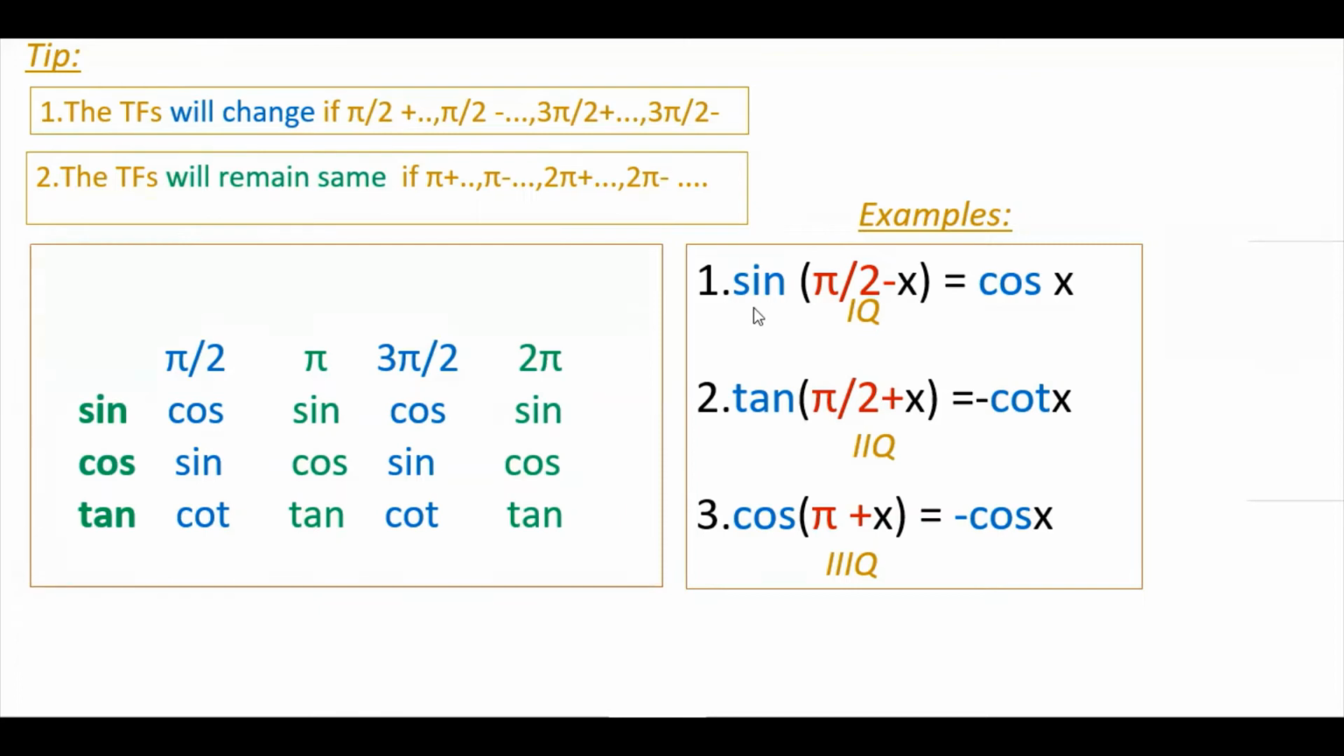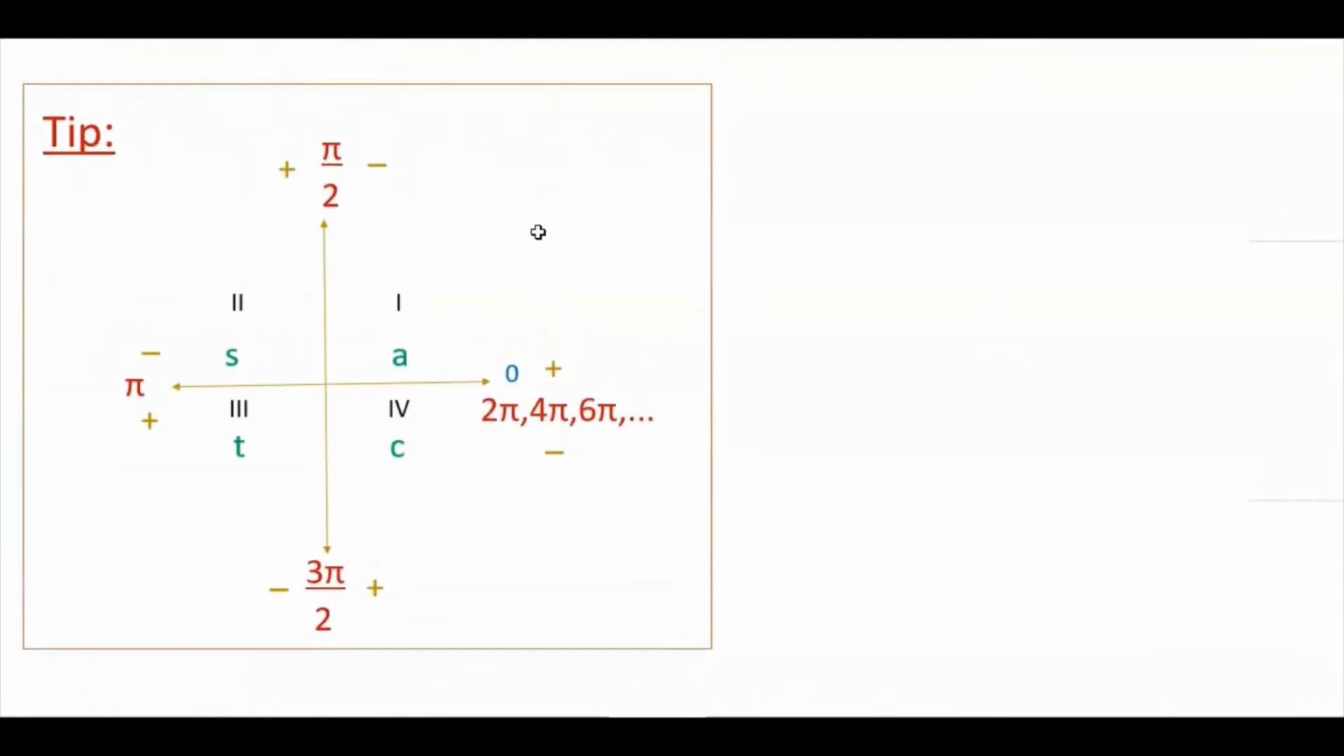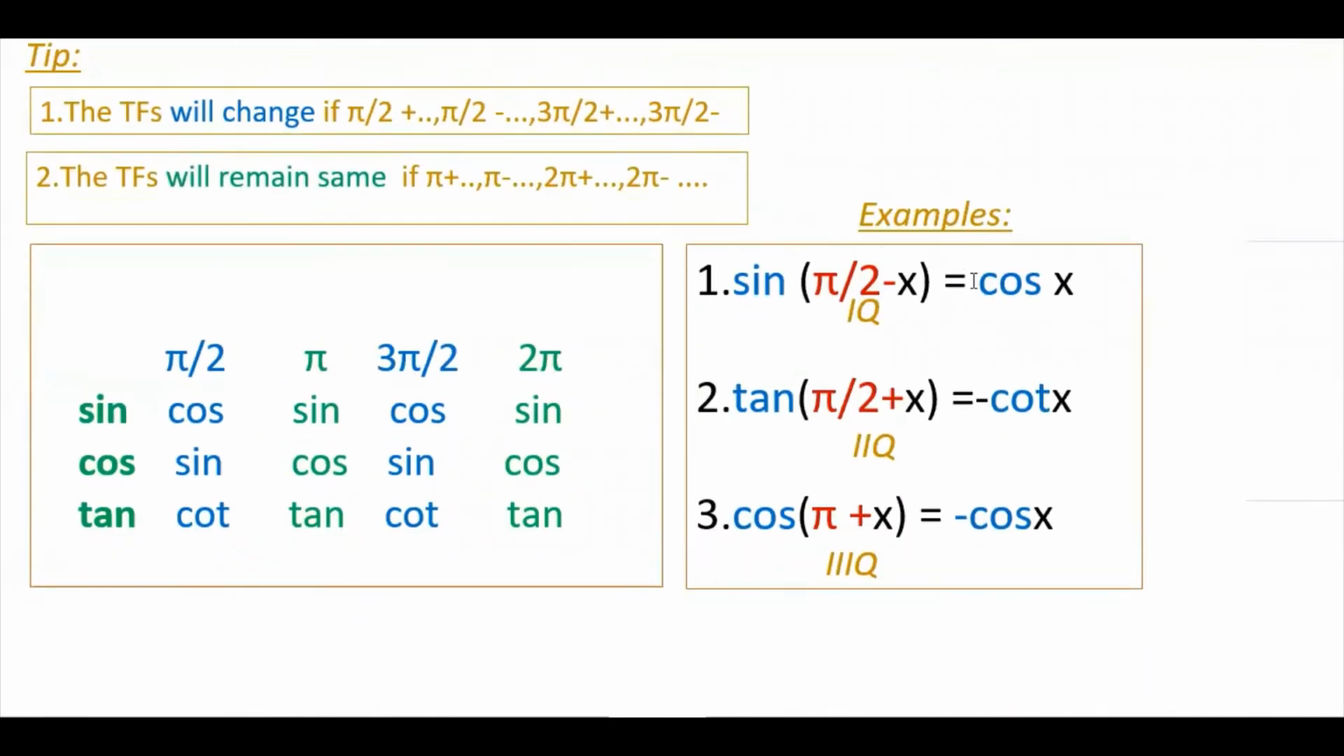For example, if you have sin of pi by 2 minus x, here with pi by 2 you have to change the trigonometric function from sin to cos. Then you have to check which quadrant this angle is in. Pi by 2 minus x is in the first quadrant, so all are positive. So you have to put a plus sign.